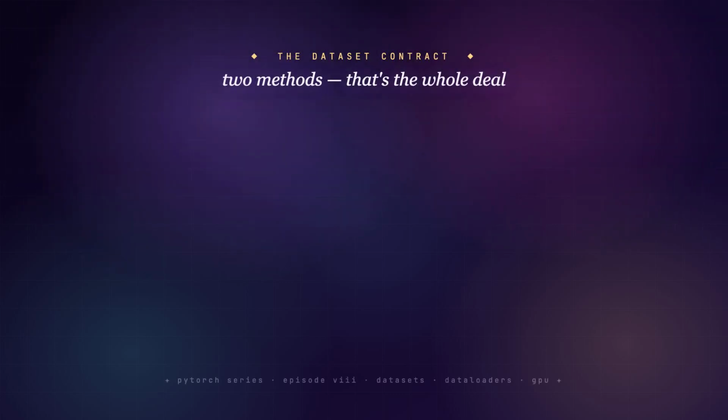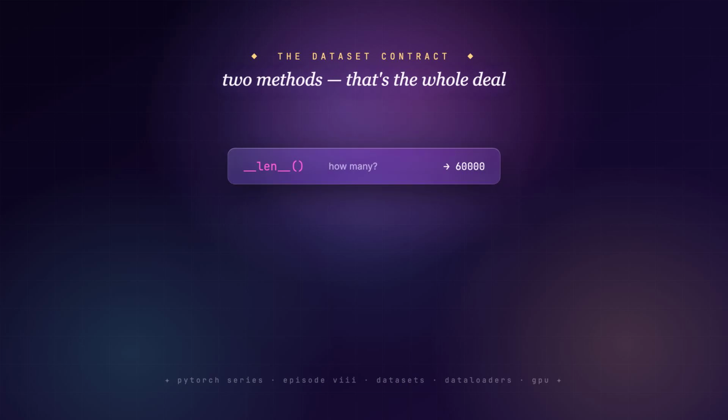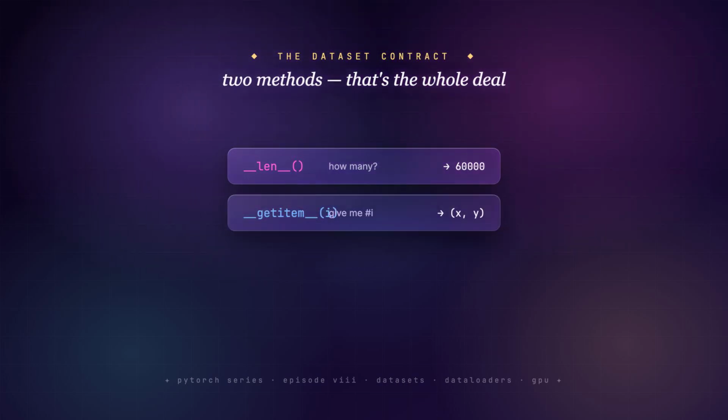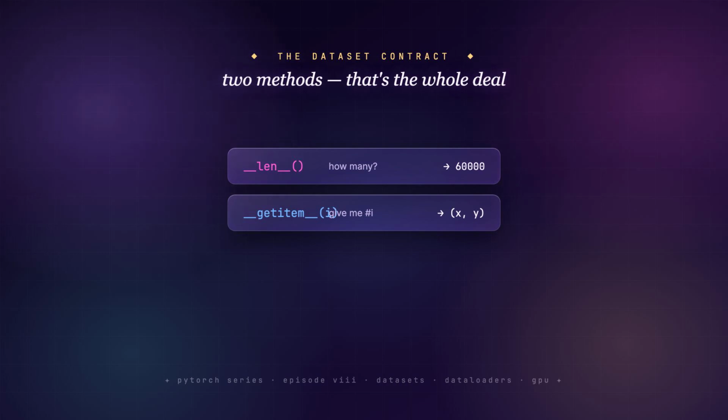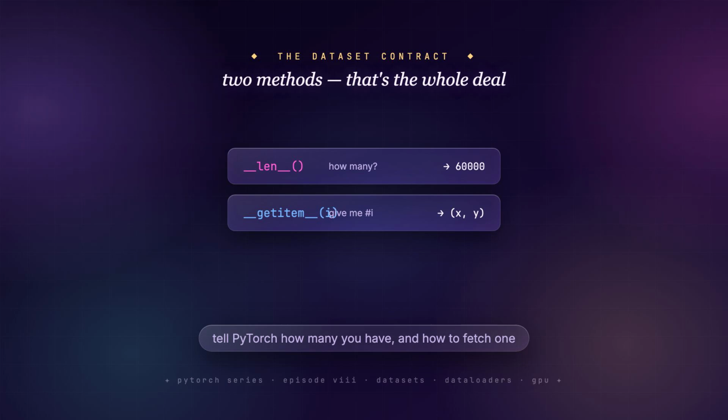So, how do we describe a dataset to PyTorch? With a tiny contract, two methods. __len__ answers, how many samples do you have? And __getitem__ answers, give me sample number i. That's it. PyTorch doesn't care if sample i lives in memory, on disk, or behind a network call. As long as you can fetch it by index, it's a dataset.